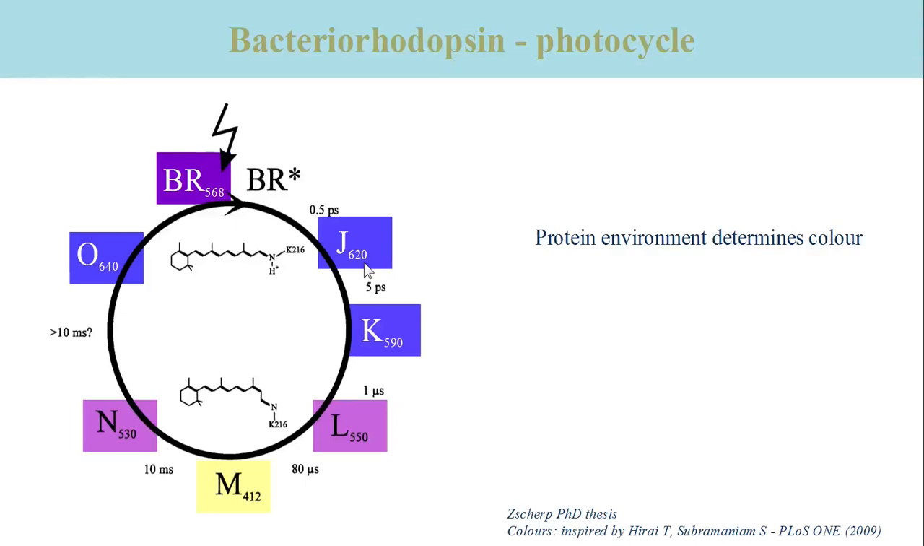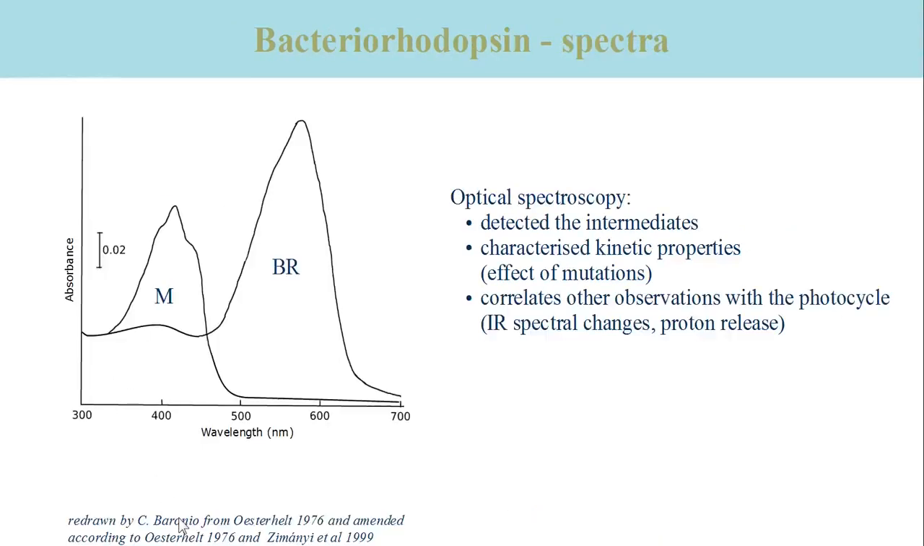In the following slide, I will show you the spectra of the Br ground state and of the M intermediate. So please remember that Br in the ground state is purple, while the M intermediate state is pale yellow. Br absorbs in the visible spectral range, which is entirely due to the chromophore retinal.